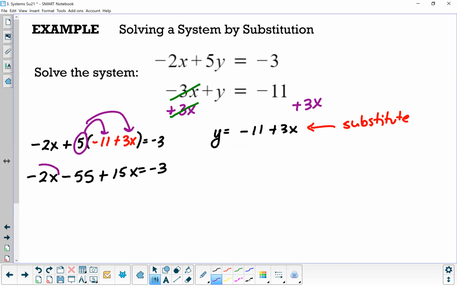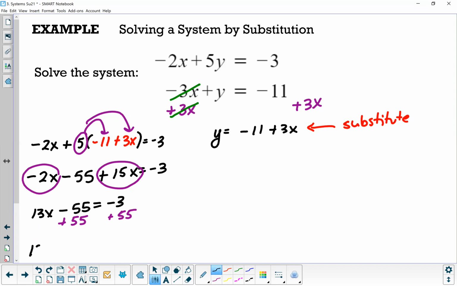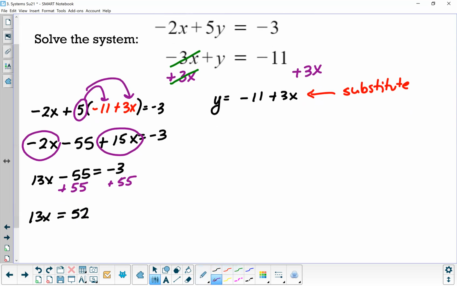All right, combine your like terms. So that gives me 13x minus 55 equals negative 3. Add 55 to both sides. So that gives us 13x equals 52. All right, divide both sides by 13. So we get x is equal to 4.